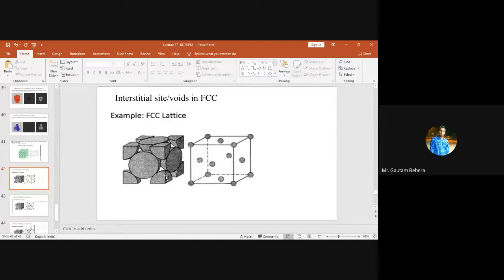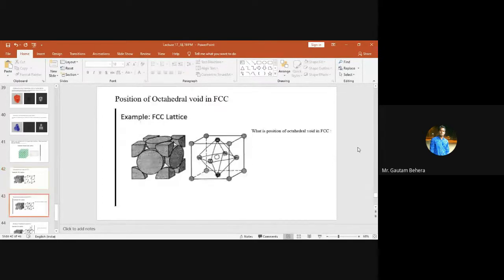So just have a look at the position of the octahedral void in FCC. As I told, octahedral and tetrahedral voids are always more important. We'll discuss those two voids only, but basically the octahedral void is more important as atoms always try to go into that particular void site, small atoms like carbon, nitrogen, hydrogen maybe. So just have a look. This is the position of the octahedral void.